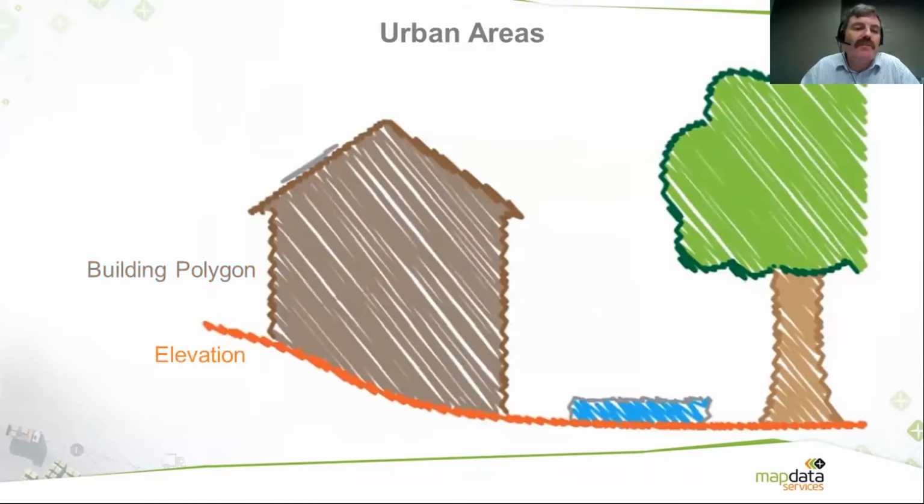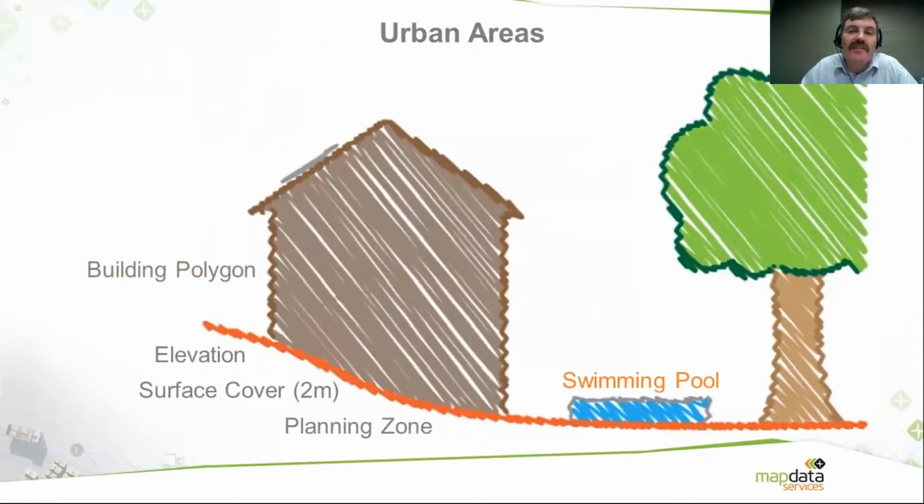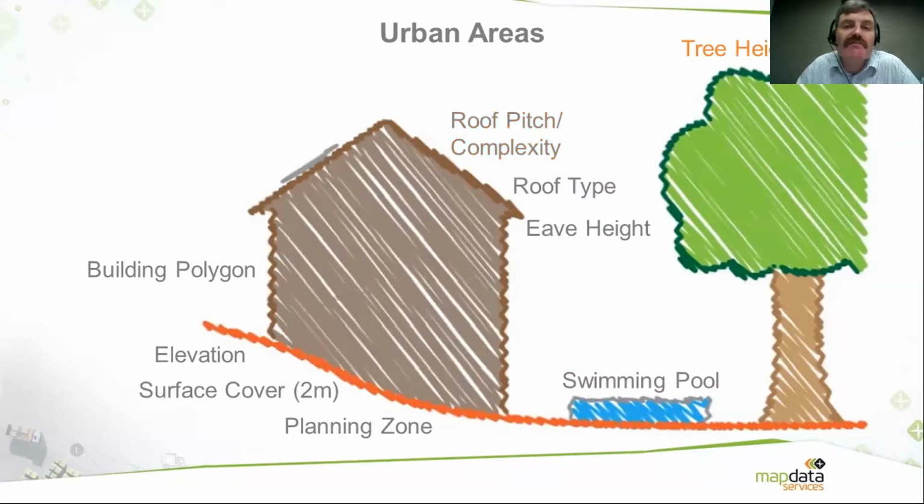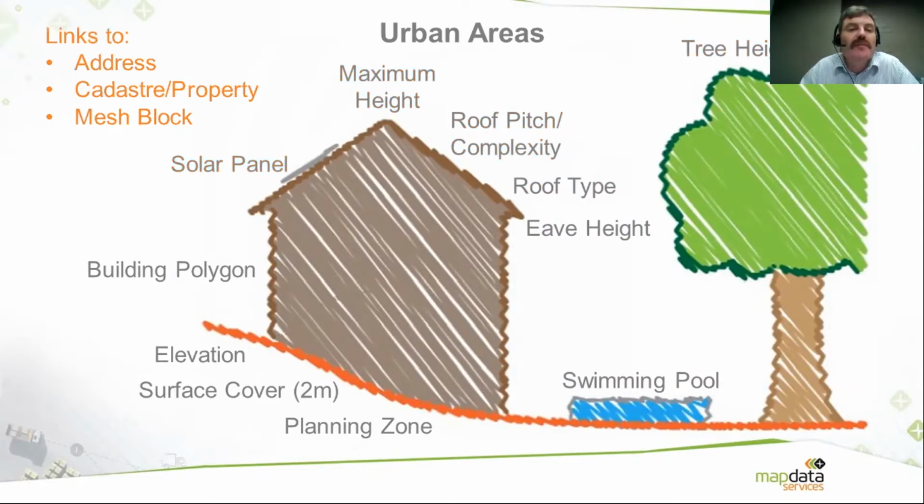So Geoscape will principally contain a building polygon, the base elevation at the centroid, a 2-metre surface cover raster dataset, the planning zone, yes/no if there's a swimming pool associated with the building, the average eave height of the building, the roof type, whether it's tile or metal, for example, the roof pitch or complexity, so if it's a steep complex roof or a flat roof, a tree height raster, the maximum height of the building, a yes/no attribute if there's a solar panel, and it also has links to the GNAF address dataset, the CADLite cadastre and property dataset, and the ABS mesh blocks.